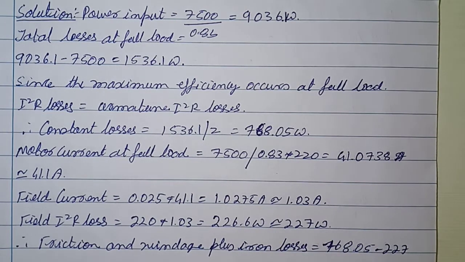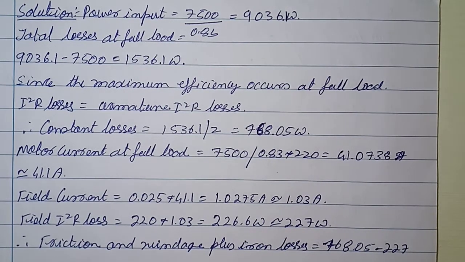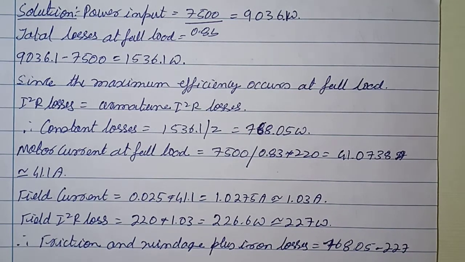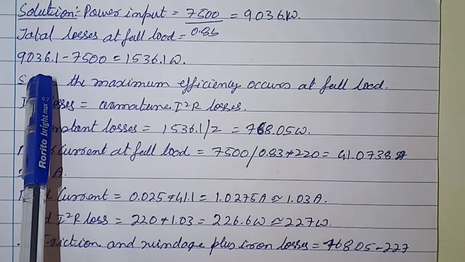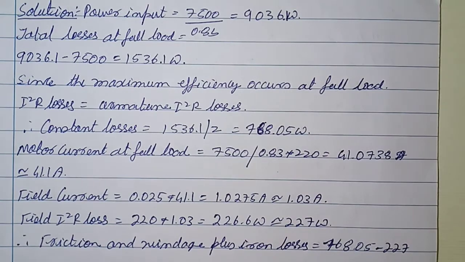So total losses at full load is the total input minus the rated output. So power input is 9361 minus the rated 7500, which will give us 1536 watt. This is the losses at the full load. Input minus the output will be losses.